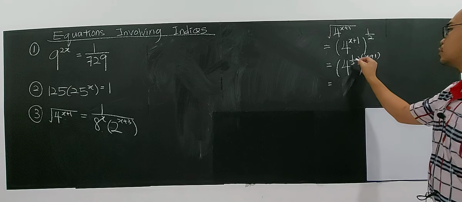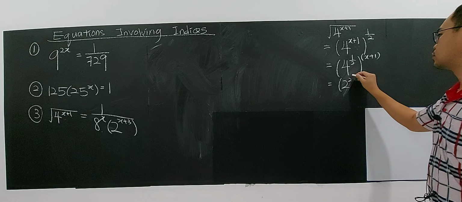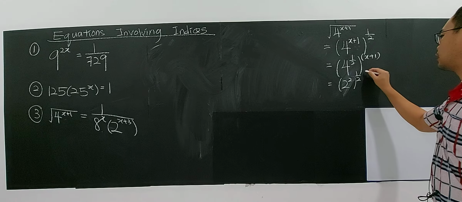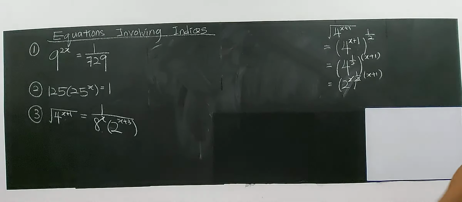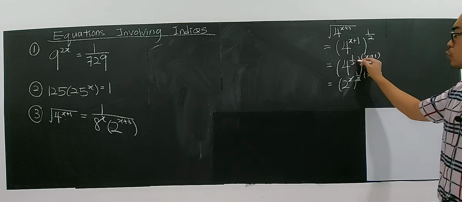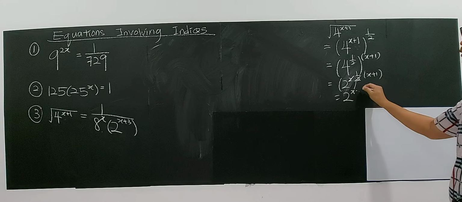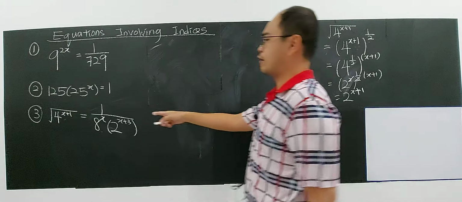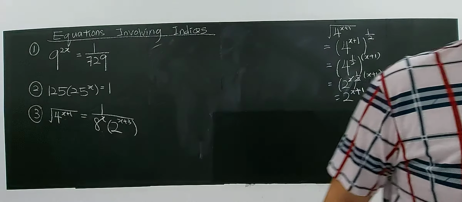So now this one becomes 4. 4 is 2 to the power of 2, right? 2 to the power of 2 and power 1 over 2. Then you have x plus 1 outside. So this one you can eliminate, right? Or you can say 1 over 2 is square root of 4. Square root of 4 is 2. So you have 2 to the power x plus 1. Alright? Means on the left hand side, you have 2 to the power of x plus 1, right?